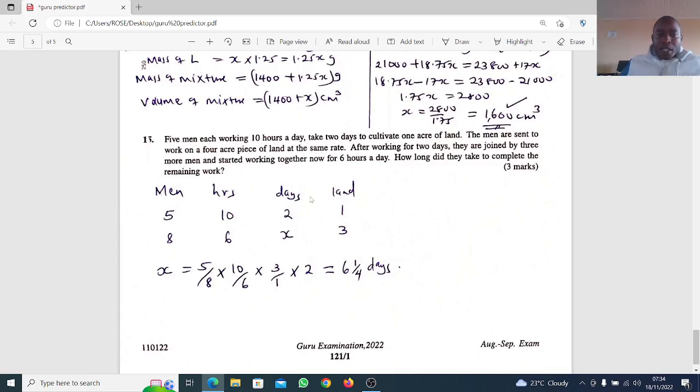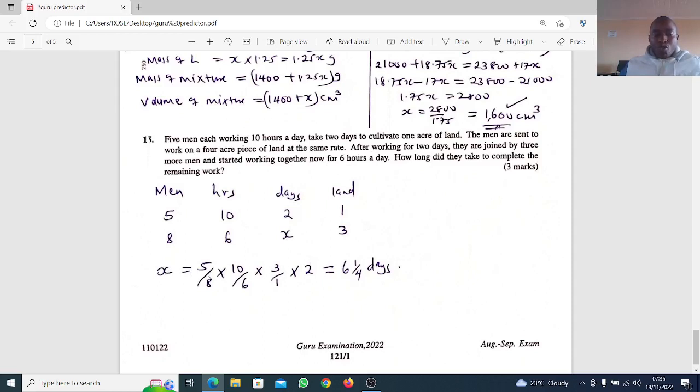So we know that men, hours, day, land, so we start interpreting. We have 5, those are the men. Hours they are working is 10 hours a day. They took 2 days to cultivate 1 acre. We are told that after working for 2 days, they had already completed 1 acre. And so out of the 4 acres, the acres that were remaining were 3, because they were sent to do a 4-acre piece of land. And the men added were 3, so they became 8. And we are told they were working 6 hours a day. How many days? Call it x.